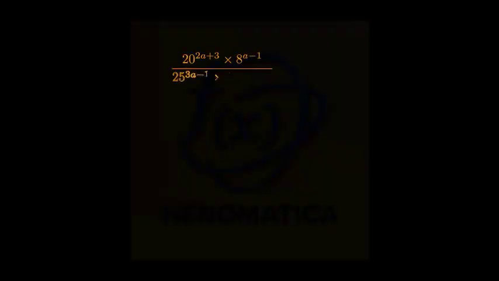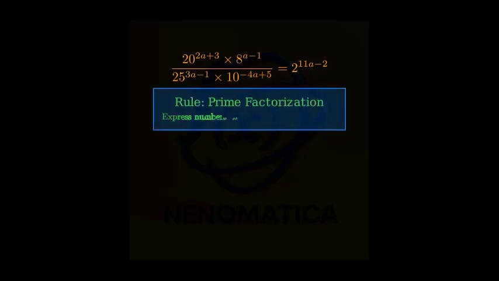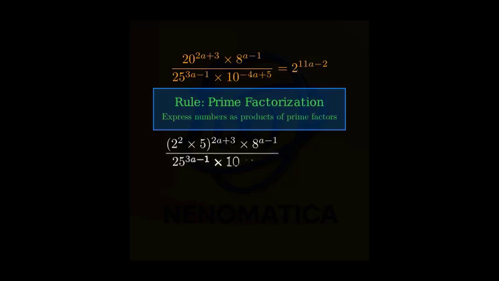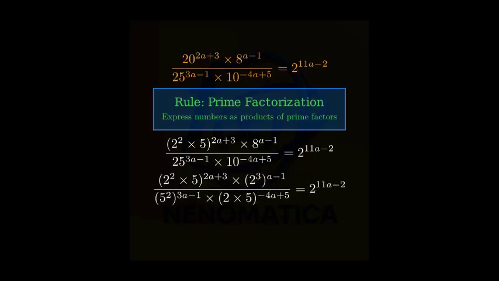The eighth law of power. Here's our example. We need to prove that the following equality is true. To start, let's rewrite each number in the equation using its prime factorization. First, let's rewrite 20 as 2 squared times 5. Now, let's rewrite 8 as 2 cubed. Let's also write 25 as 5 squared. Finally, let's express 10 as 2 times 5.